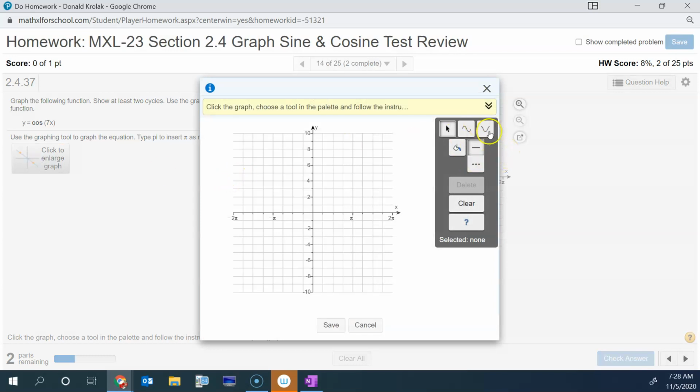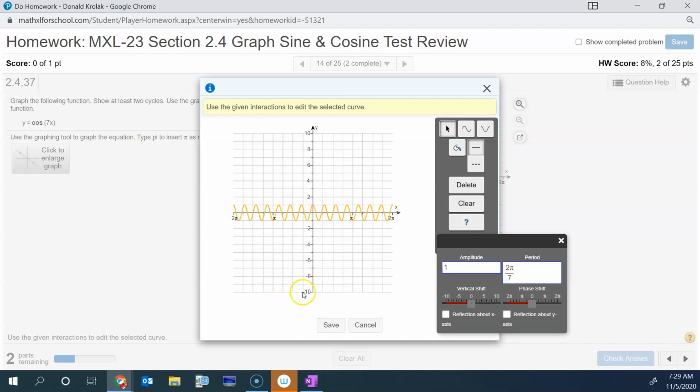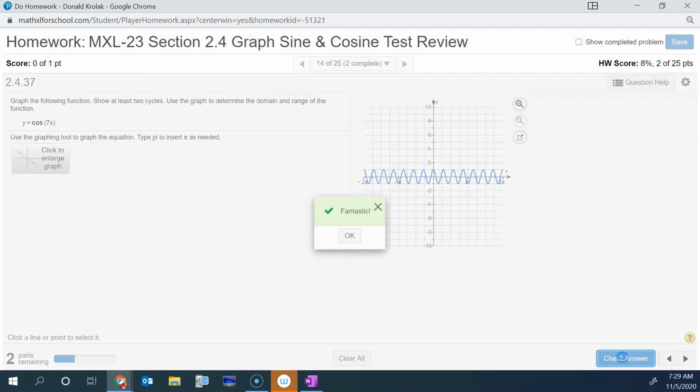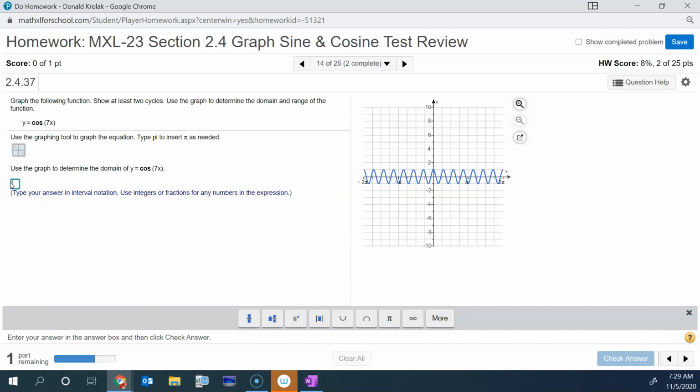All right, we got ourselves a cosine. So let's see, Cade, what do we have to change on it? Okay, and what are we going to change it to? Yep, 2 pi divided by, okay, anything else? Nope, save, check. All right, the domain hasn't changed, it's always the same. Negative infinity to infinity.